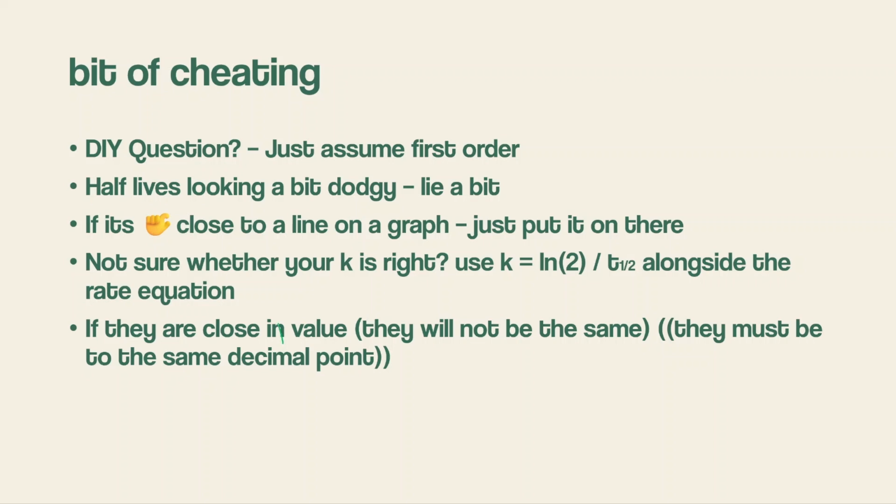They must be to the same decimal point. So if both answers are 10 to the minus 3 for your value of k, you know that k is right. Because usually in the mark scheme, the value of k is within a range. Unless they're giving you a rates table, in which case you have to get it right. If they give you any other type of question, the value of k is in a range. So if you see that your answers are similar in value, then you know your answer is right.